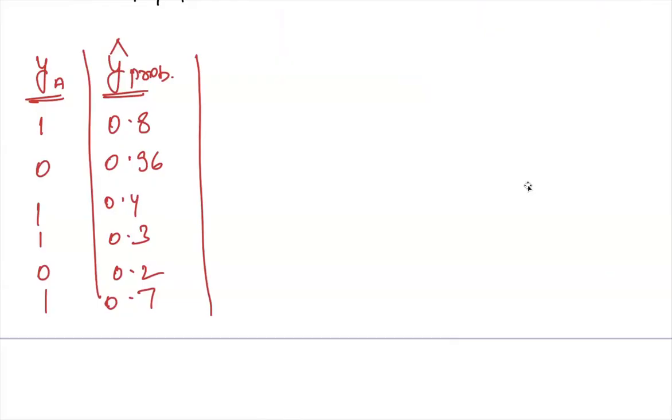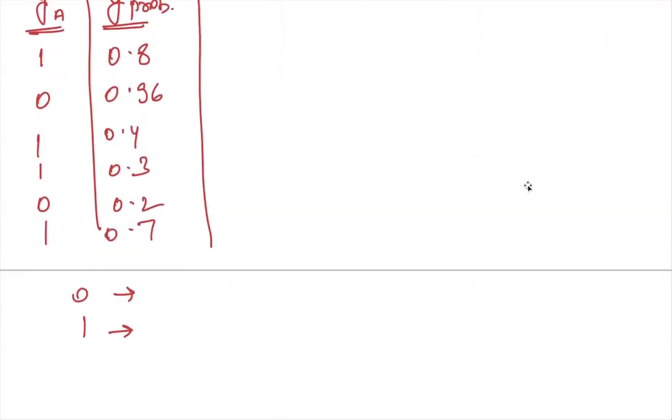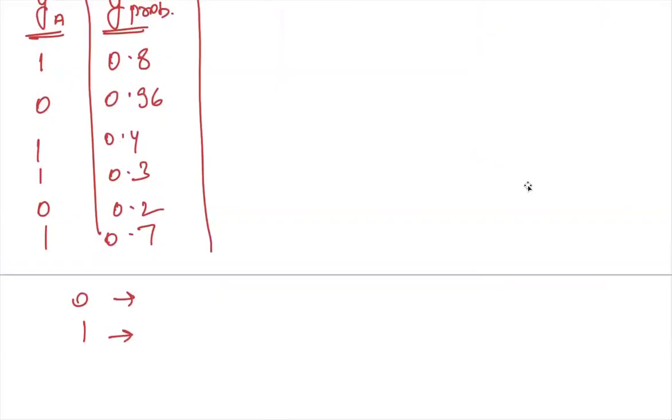Tell me, what is 0 and what is 1? Which is default and which is non-default? So in a PD model, what is 0 and what is 1? Just think, which one is default. When I say 0, what does it mean? 0 means non-default. Always remember 0 means non-default and 1 means default.